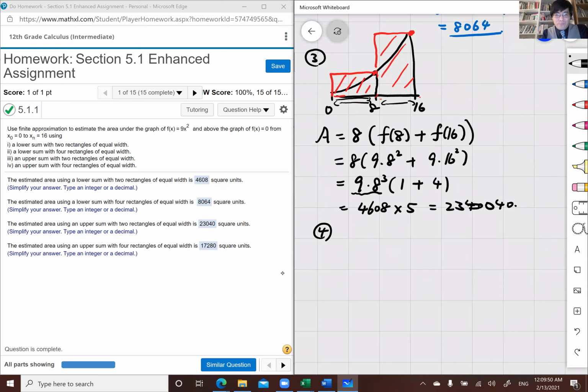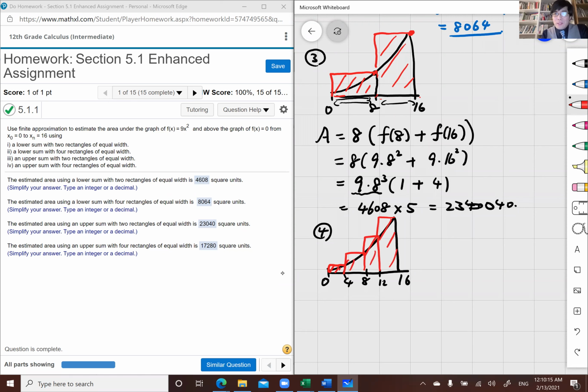Number 4. Again, you want to use upper sum, but with 4 rectangles. So it's going to be, again, I'm going to split into 0, 4, 8, 12, 16, but I'm going to take a right sum. It's going to be like this, like this, like this, and like this.